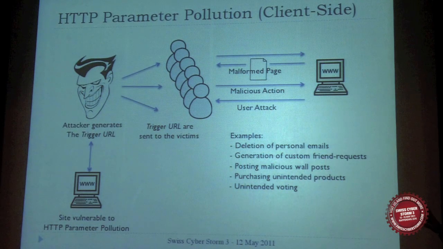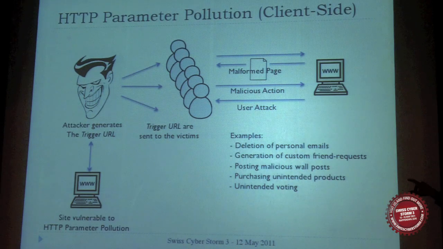This is the client-side form of the attack. As with every client-side attack, such as cross-site scripting, you have a site that is vulnerable to these parameter pollution vulnerabilities, and the attacker analyzes the site, finds it vulnerable, and creates what is called a trigger URL. That is a URL that the attacker sends to their victims, for example by mail or over social networks. Then one of these victims clicks on this link to open the URL, and the website returns to the victim a malformed page, a page that actually contains the attack.